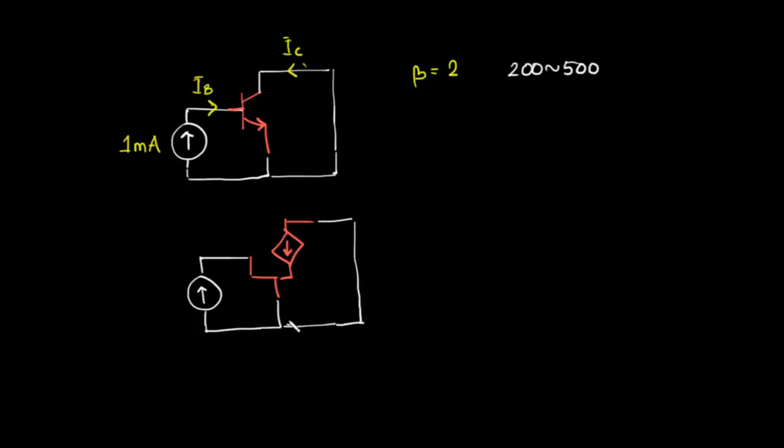So what did I do? I just replaced the circuit symbol of the BJT with the current control current source version of the BJT.